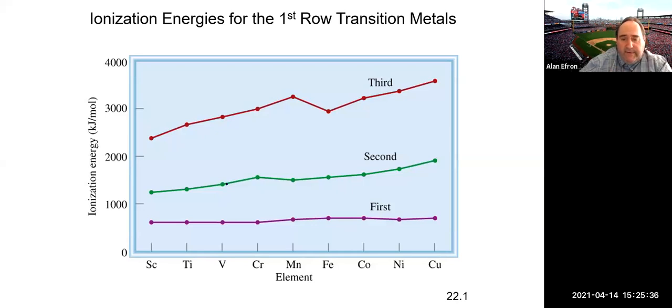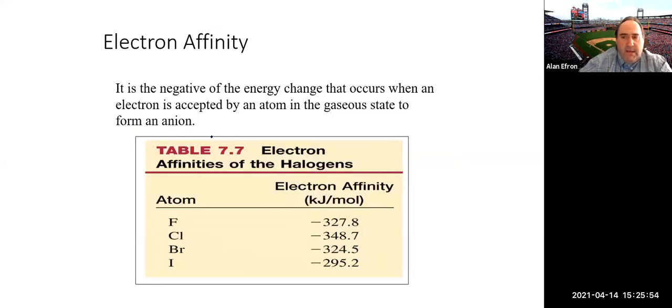Here's another graph in case you hated the first two, and showing our second one in there as well. But we see that general trend of first is lower ionization energy than the second, second is lower than third, and so forth. And also sort of a rise in ionization energy as you go from left to right across that period.